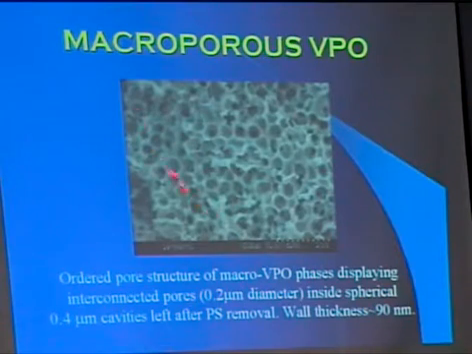So the walls are composed of different VPO phases. In this case, we're talking about cavities of the order of 0.4 microns, which is more or less the size of the spheres that we are using. And you can see here interconnected pores of 0.2 micron diameter.